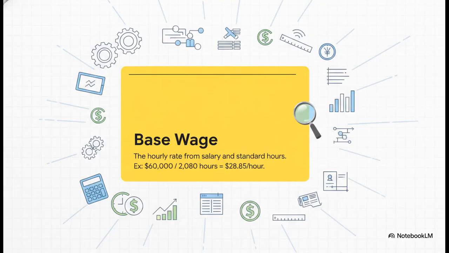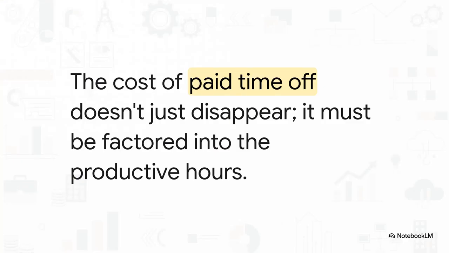So from there, we can get a base wage. We just take that $60,000 salary and divide it by the total annual hours, that 2,080 number. That gives us a base wage of $28.85 an hour. But hold on, we are definitely not done yet. Right, so what about all those hours the company is paying for when the engineer isn't working? That vacation time? That cost doesn't just vanish into thin air. You have to account for it. And the way you do that is by spreading that cost across the hours they are actually working.